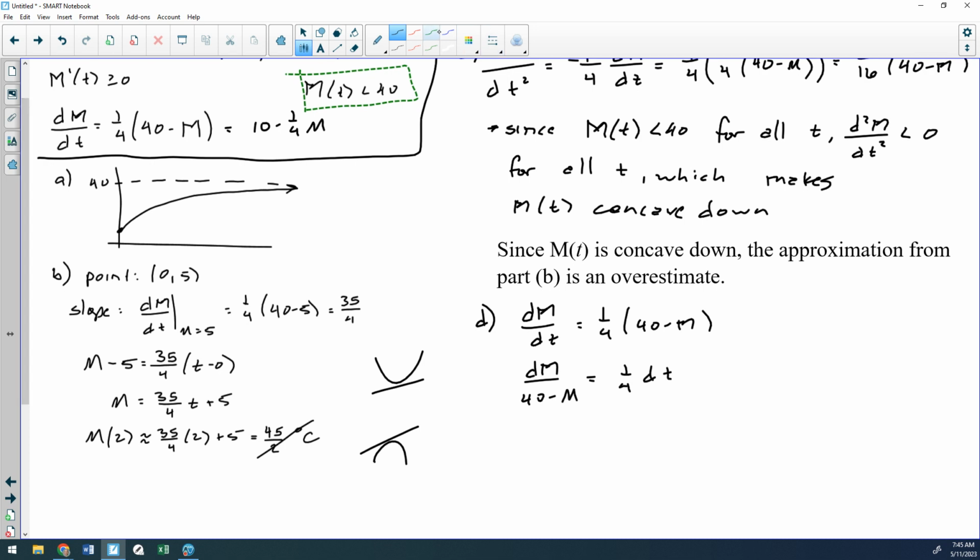The antiderivatives: when you integrate both sides, you have to make sure that on that left side, the numerator is the derivative of the denominator, and it will not be until I inject a negative 1 in that numerator. So the antiderivative of the left side is negative 1 times the natural log of 40 minus m. The right side is an easy antiderivative. That'd be 1/4 t plus c.